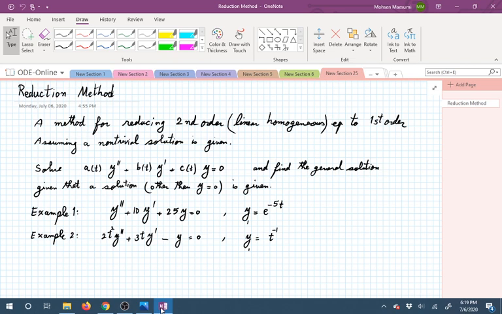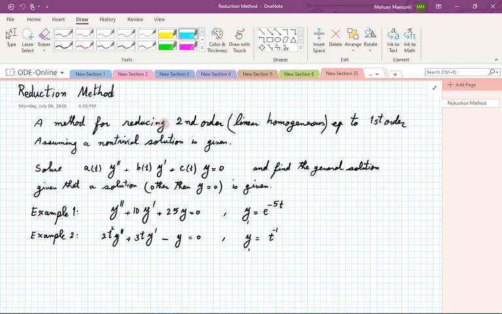Method of reduction of order. In essence, it is a way of reducing a second order equation to first order. And we know how to solve first order equations. You remember we had two methods, integrating factor and separation. So this method is going to be very attractive because we can appeal to something that we have already done. But of course it comes at a cost. What is the cost? The cost is that a solution must be given and we find another solution.